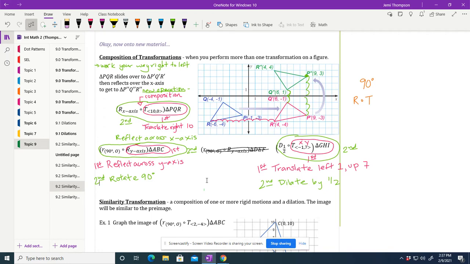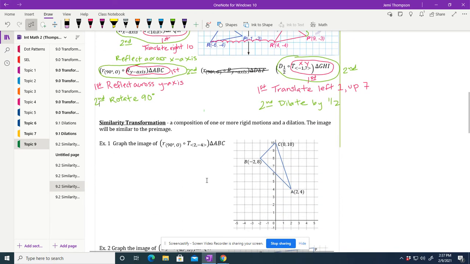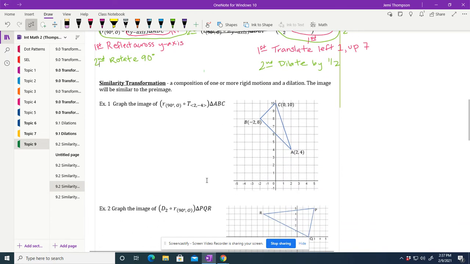All right, so that's kind of the abstract. Let's go ahead and get after it and do an example together. A similarity transformation is going to be a composition of one or more rigid motions and a dilation. So think of this as, how do I create a similar figure? I can do a translation or reflection or rotation, but I also have to do a dilation to make it similar instead of congruent.